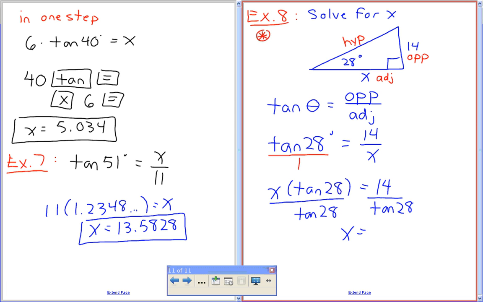So what you should do in your calculator is 14 divided by tan 28. Okay? You should just do 14 divided by tan 28. We'll do another one of these to make sure this is good. I'll write this there for you guys. So, what is 14 divided by tan 28? Take a second, try it out. I'll give everyone 30 seconds to do 14 divided by tan 28.